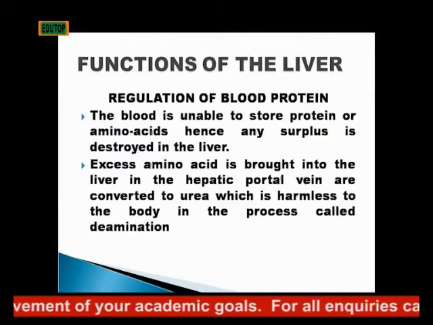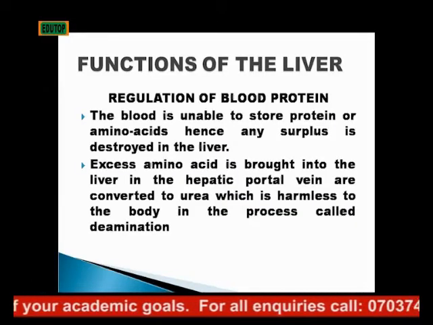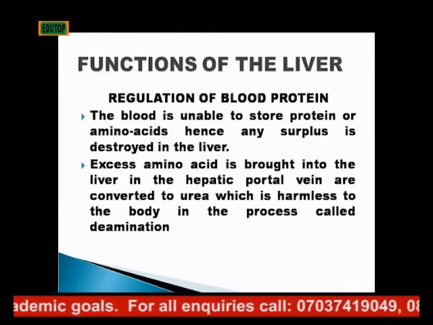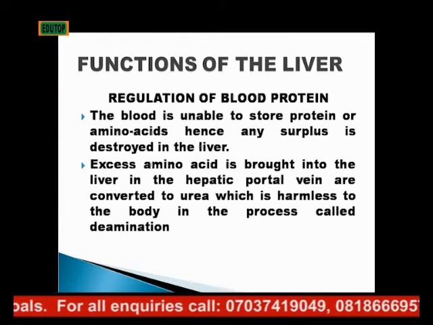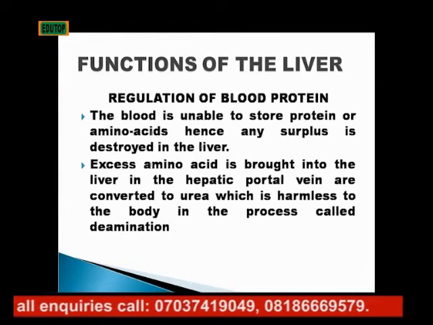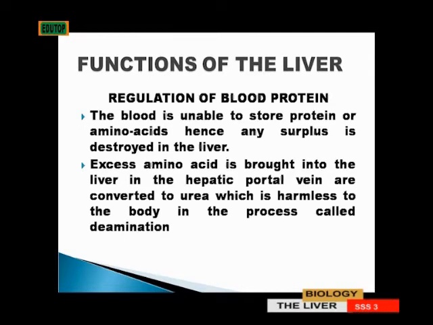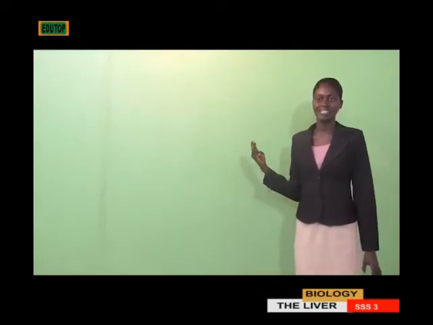Excess amino acid is brought into the liver in the hepatic portal vein, and they are converted to urea, which is less harmful to the body, in a process called deamination. You see the word amine in that definition. So they are removing or converting amino acid into urea, which is then excreted by the kidney.